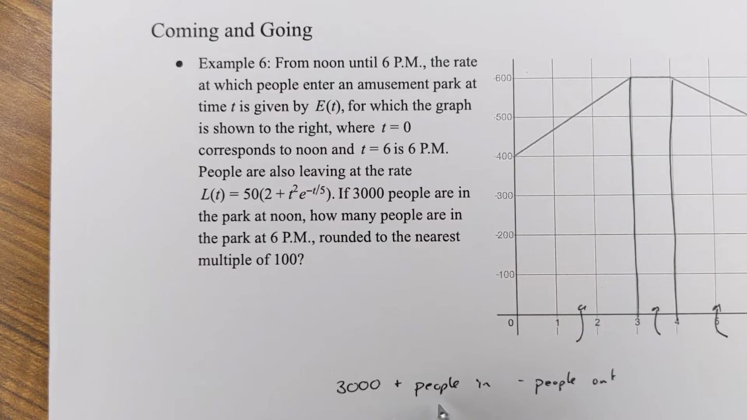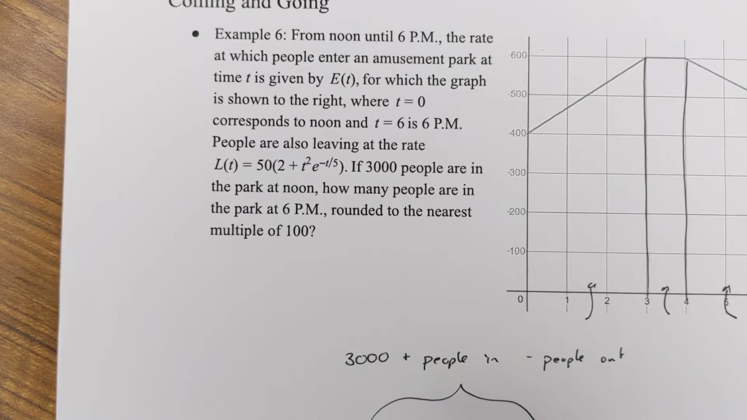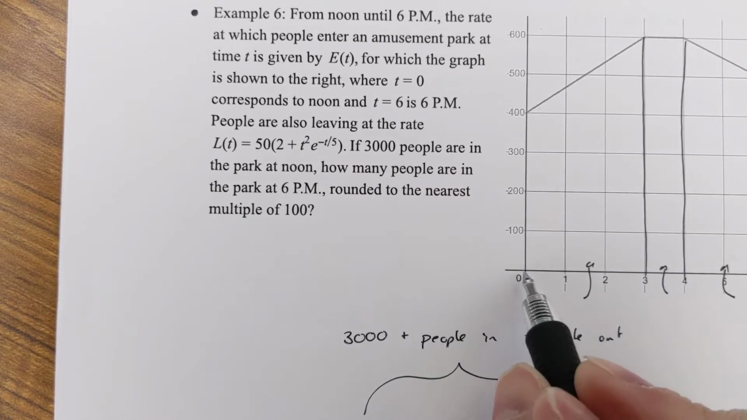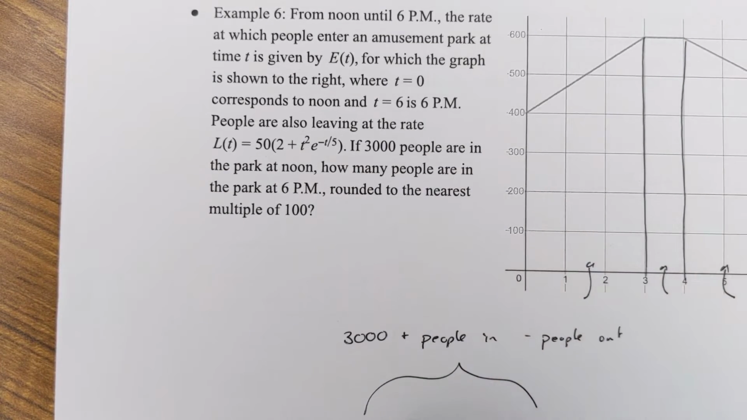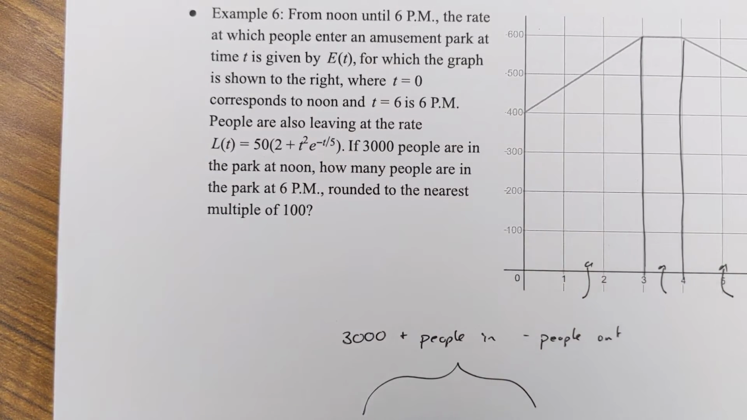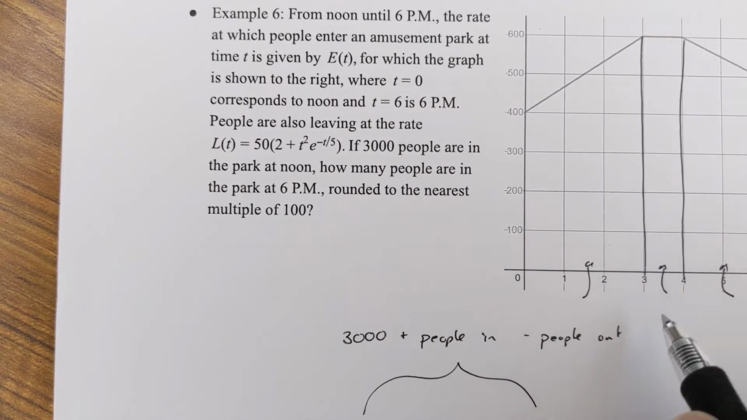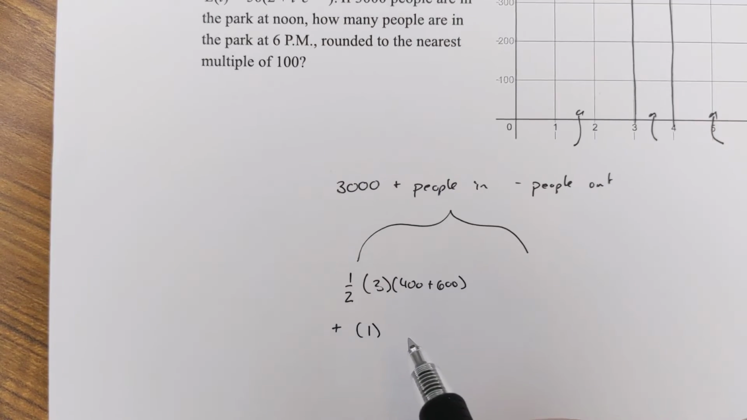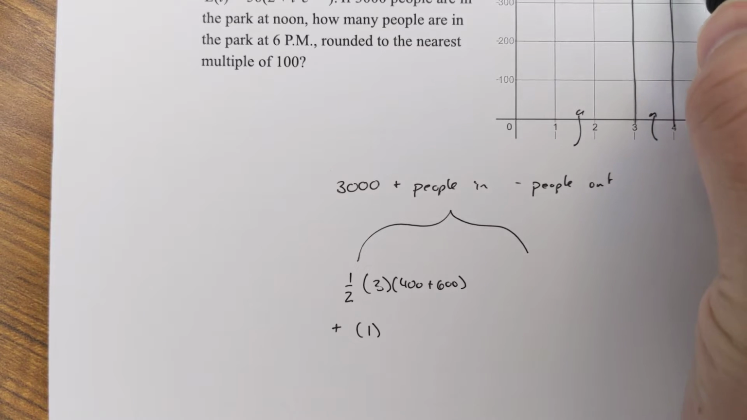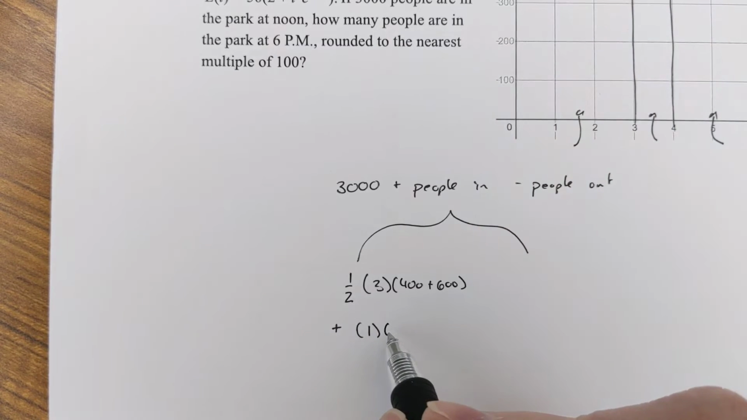So people in is going to be 1/2. The height here is 1, 2, 3. Usually it's tipped on its side. And then it's 400 plus 600. So that's that part. Plus the area here. So that's just a rectangle, 1 unit wide by 1, 2, 3, 4 by 600 units tall.